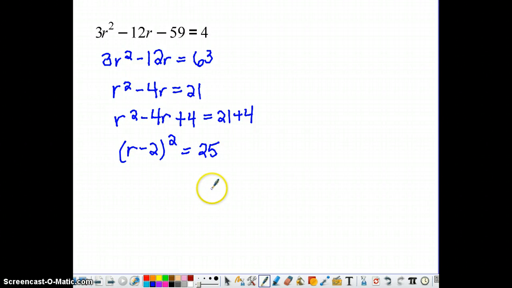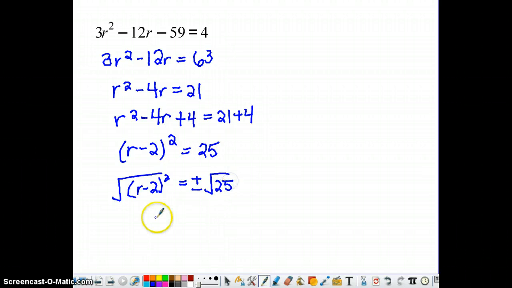Alright, so at this point, we can take the square root of both sides. And don't forget to put plus or minus root 25. This one's going to work out nicer than the other one did. On the left, we have r minus 2. On the right, we have plus or minus 5. And then we have to add 2 to both sides to get r isolated. So we have r is equal to 2, positive because we added it, plus or minus 5.